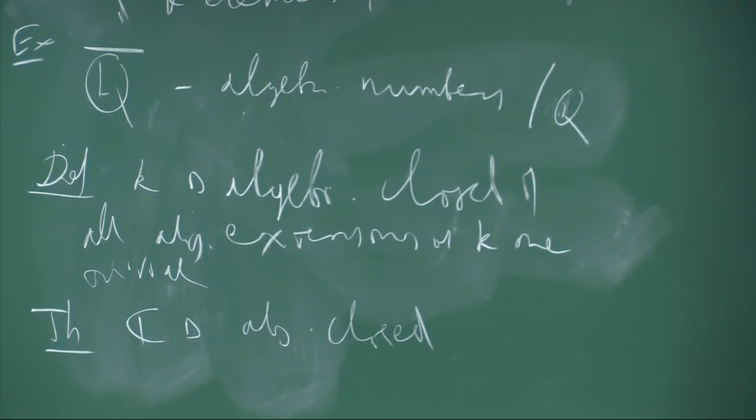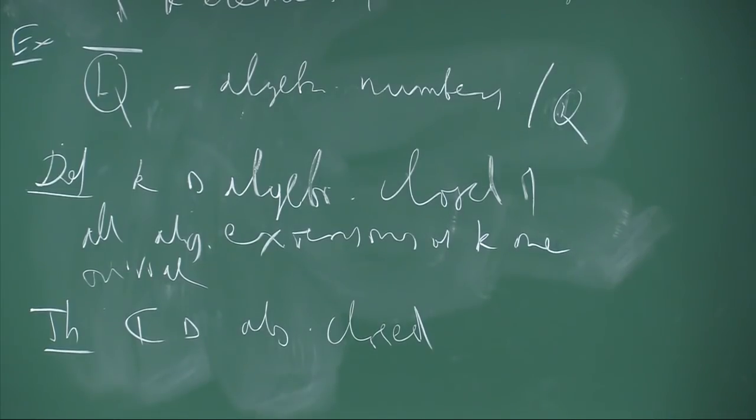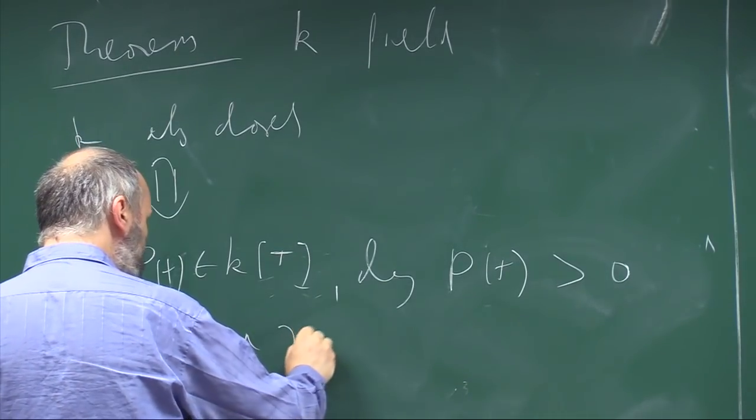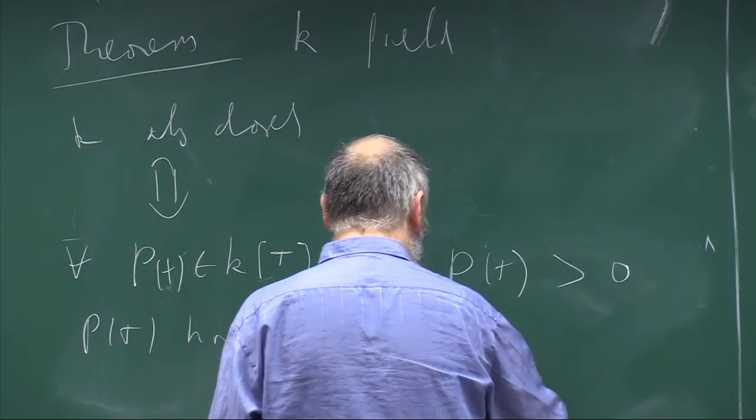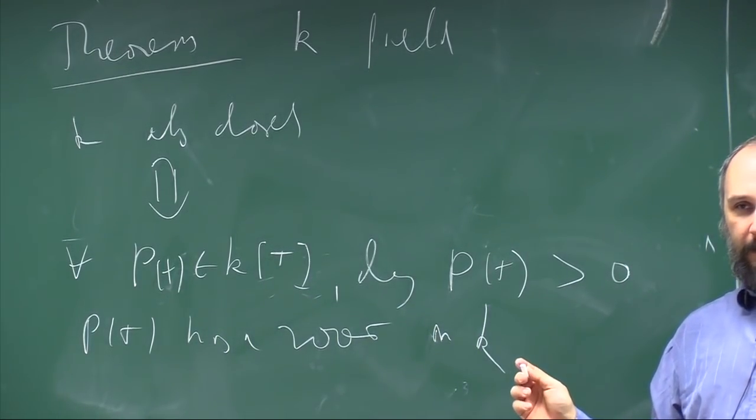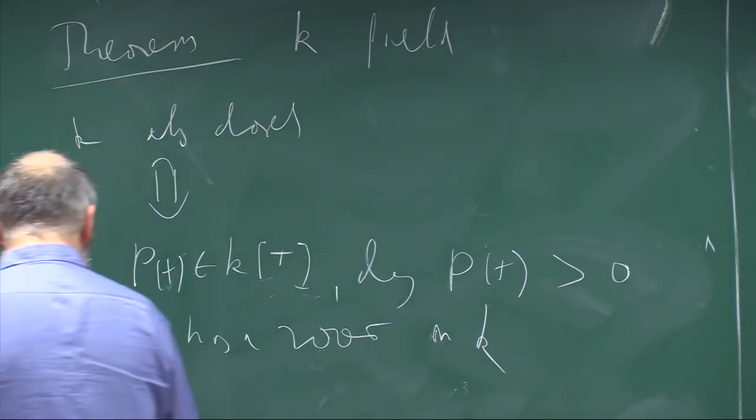So, theorem: if K is a field, then K is algebraically closed if and only if for each polynomial P(T) in the polynomial ring K[T], with degree of P(T) bigger than zero, P(T) has a root in K. Is the statement clear? Good. So let's prove it.